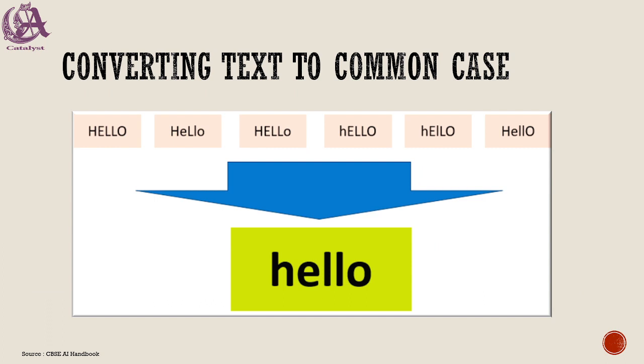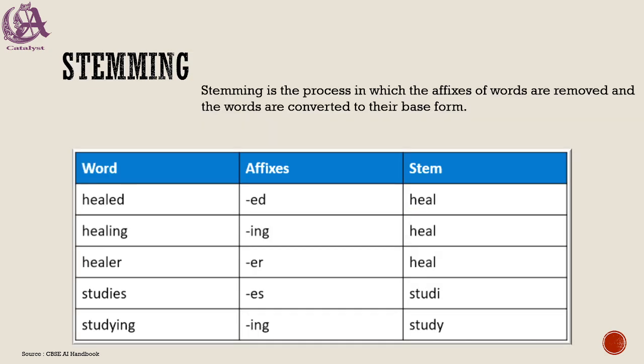So it is always better if we change the sentence into a common case so that the numerical conversion of these characters happens very fast. Now the process of stemming. Stemming is the process in which the affixes of the words are removed and the words are converted to their base form. The base form is, for example, the word you can see here. We have used the word studies and removed its affixes, so we got the base form.